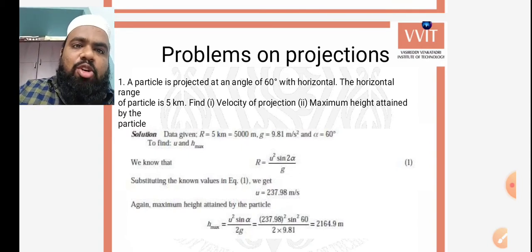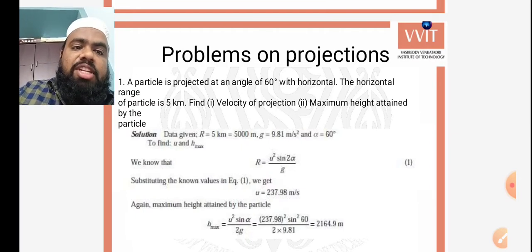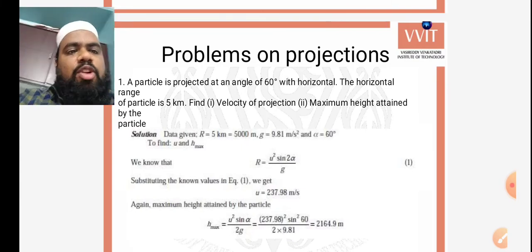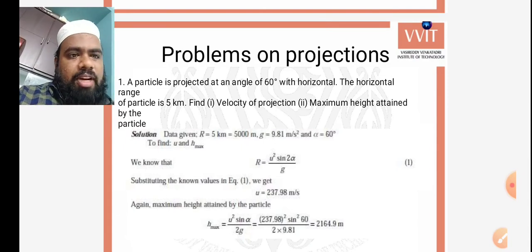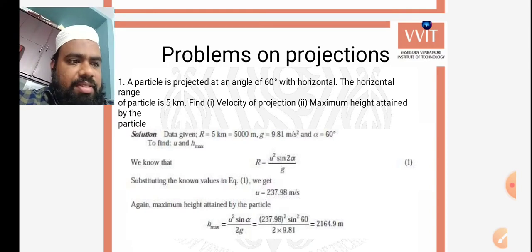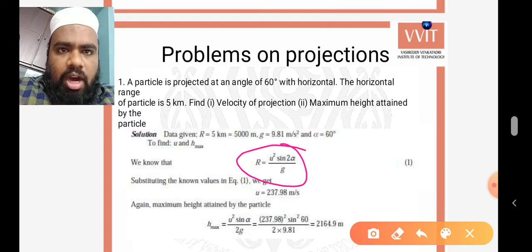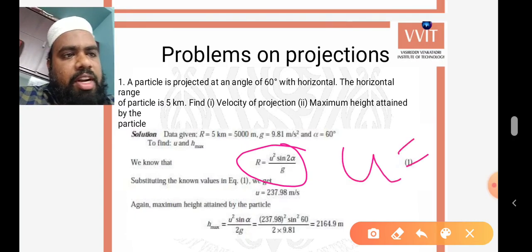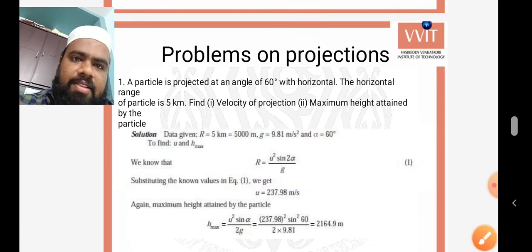So we know that R is equal to u square sin 2 alpha by g. So substituting the known values in equation 1, you will find u is equal to 237.98, because we know the horizontal range 5 kilometers, we know alpha, we know g. So in the whole equation, we know R, we know alpha, we know g, we don't know u. So it is easy to find out now. So u is nothing but 237.98 meter per second.